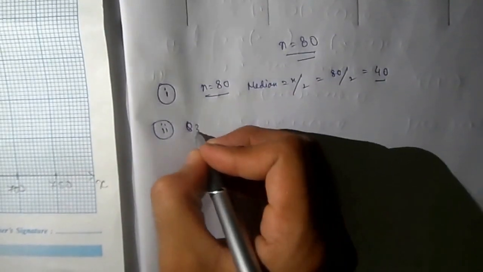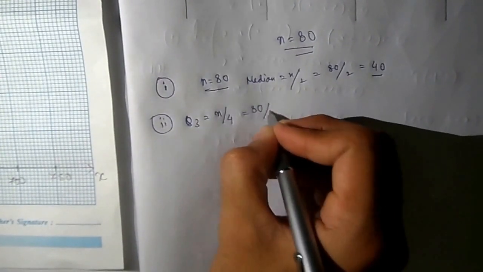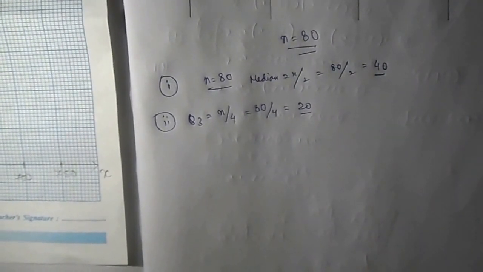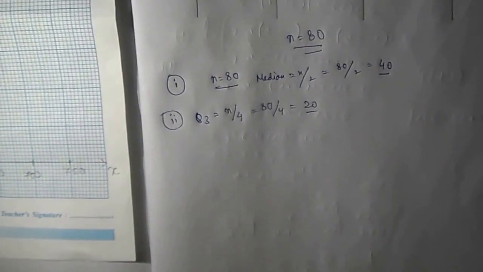Lower quartile Q1 equals n by 4 is equal to 80 by 4 equals 20. We have to plot 20. And number 3 is the number of workers who earn more than 625 rupees daily. Now we have to do that with the graph. So let's start. Let's get to the graph.